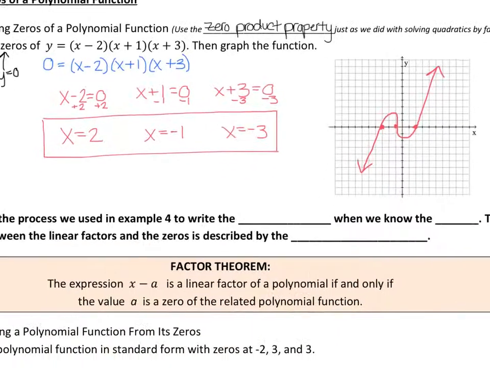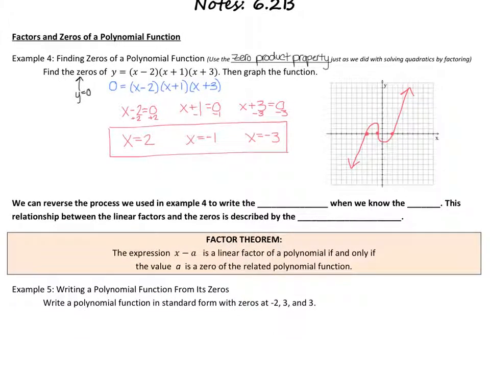All right. Now we can reverse this process to write the linear factors when we have the zeros. That's opposite of what we just did. So that last problem, we started with the factors and ended with the zeros. So now we're going to go backwards. We're going to start with the zeros and end with the factors. The relationship between the two, the linear factors and the zeros, is described by the factor theorem, which is down below in the shaded box.